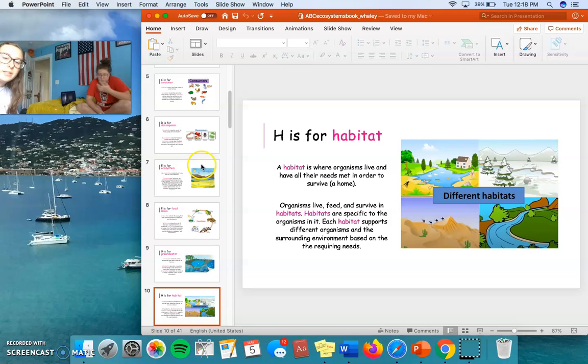So we have like a desert, a stream, a pond with a house, and a snowy field. So what would your habitat look like?